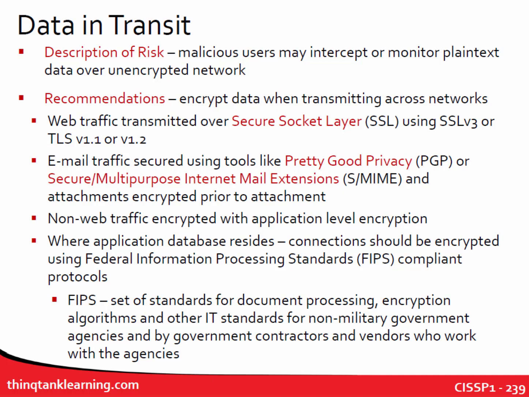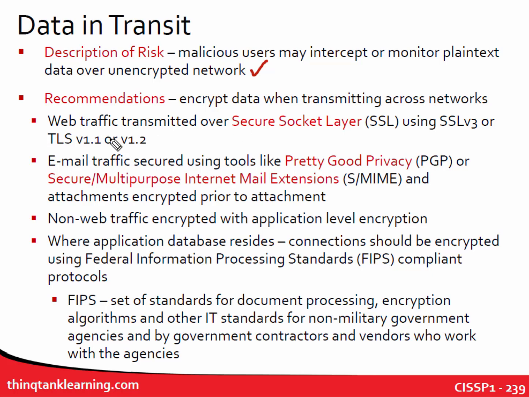Malicious users may intercept or monitor plain text data that's being sent over an unencrypted network using unencrypted protocols like Telnet or FTP or whatnot. A recommendation: make sure that we encrypt that data when it's being transmitted across networks using either Secure Socket Layer or Transport Layer Security. We'll talk about SSL later on, the specifics of SSL and Transport Layer Security. What are the differences between SSL 1 versus SSL version 3, TLS 1.1 or TLS 1.2?